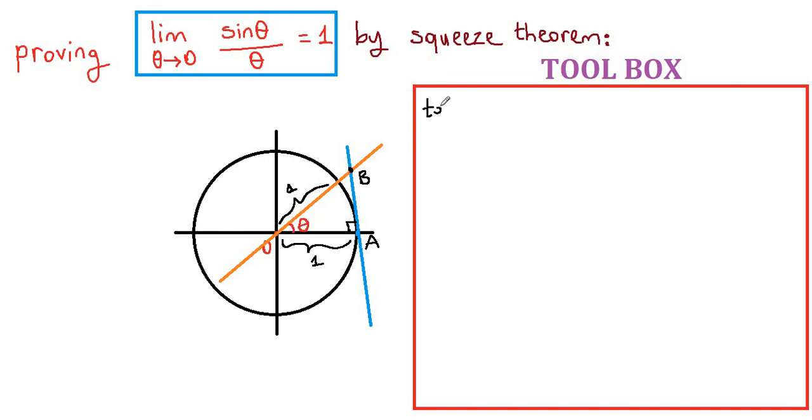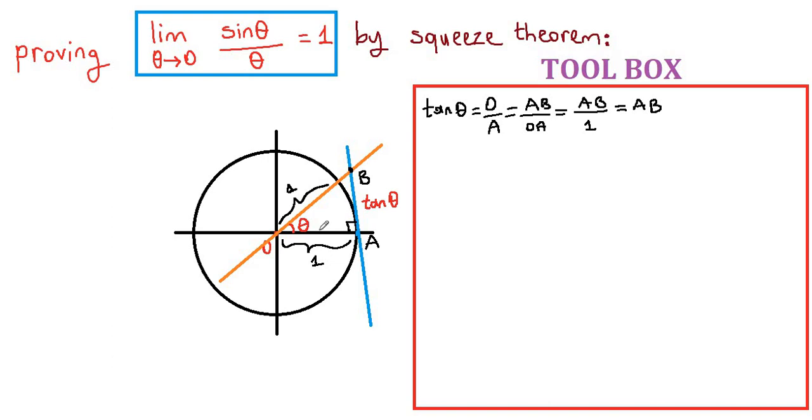And tangent theta by definition is equal to opposite over adjacent. Our opposite according to angle theta is line segment AB. And adjacent is line segment OA. And OA is 1 because this is a unit circle. So our tangent theta is equal to AB over 1, which is AB. So we can label line segment AB as our tangent theta.